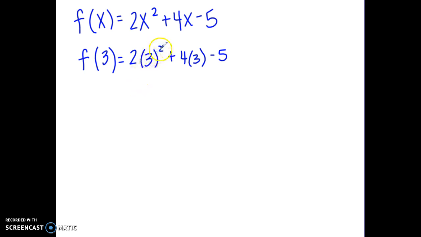So 3 squared is 9, times 2 is going to be 18, plus 4 times 3, that's going to be 12, and then minus 5. And if we simplify that, 18 plus 12 is 30, minus 5 is 25.